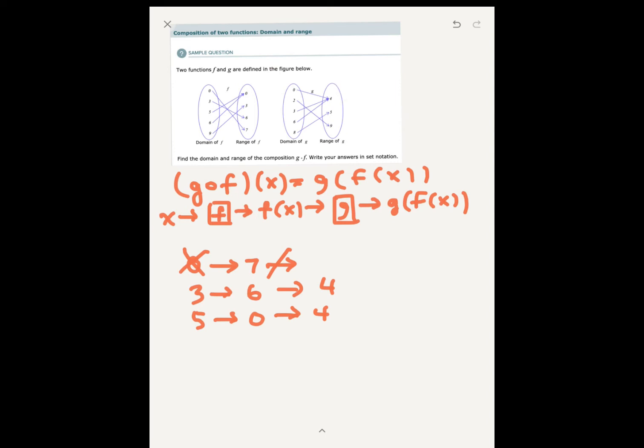Then I'm going to start with 6. F sends 6 to 0 as well. And 0 gets sent to 4. And 9. F sends 9 to 3. And 3 is in the domain of g, and g sends it to 4.